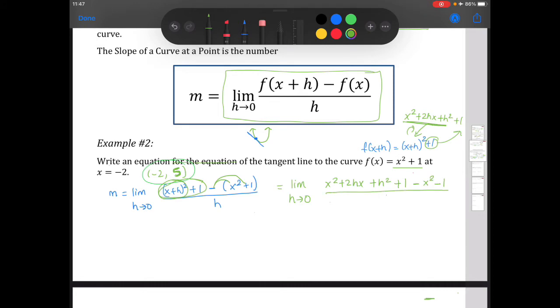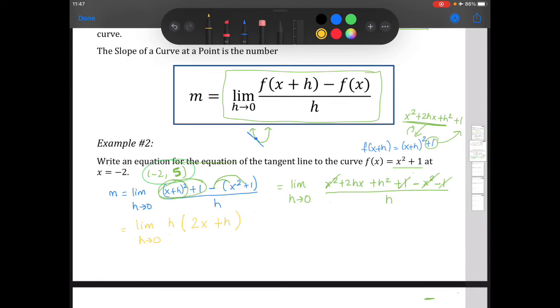The one beautiful thing that will always happen is everything in the numerator that does not have an h will cancel out. That's like your check. And it did. x squared is cancelled out and the 1 and the -1 cancel out. Now what are you left with? The h terms in the numerator. So can I factor out the h? I'm going to rewrite it as the limit as h approaches 0. I'm going to factor out the h and I'm left with 2x plus h.